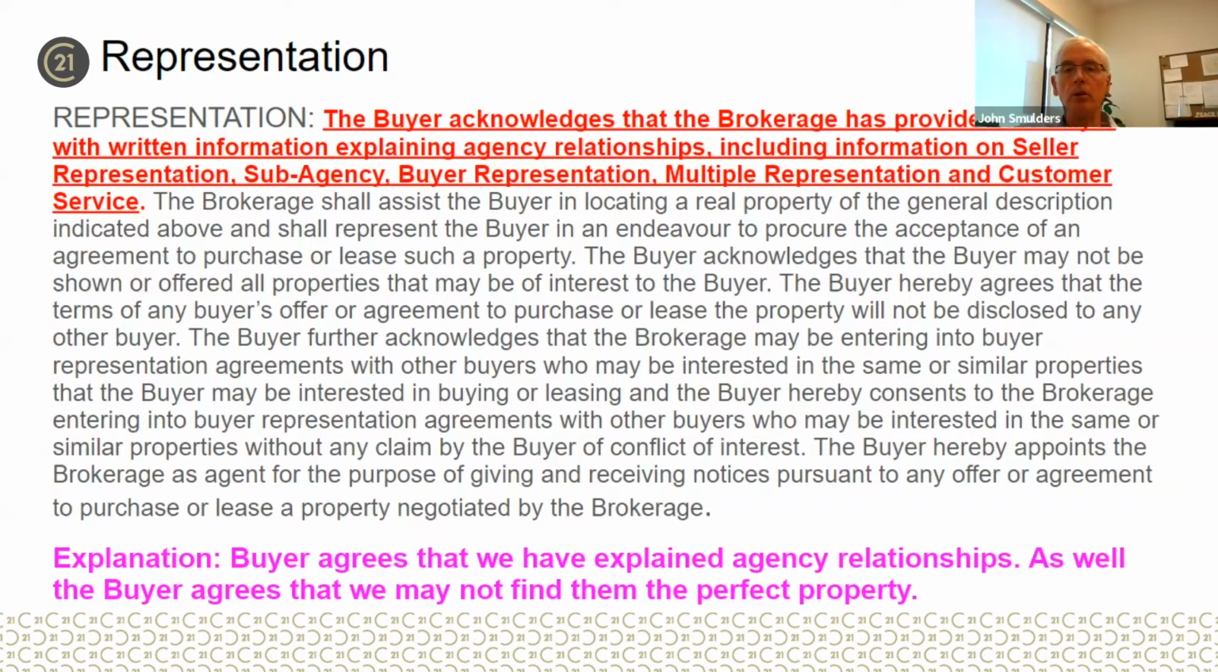Okay, so that's really important that the buyer understands that the working with the realtor has to be signed first and that we may not find them the perfect property. So you're going to try your best. Well, in today's world with hardly any inventory, it's difficult to find perfect properties, isn't it?